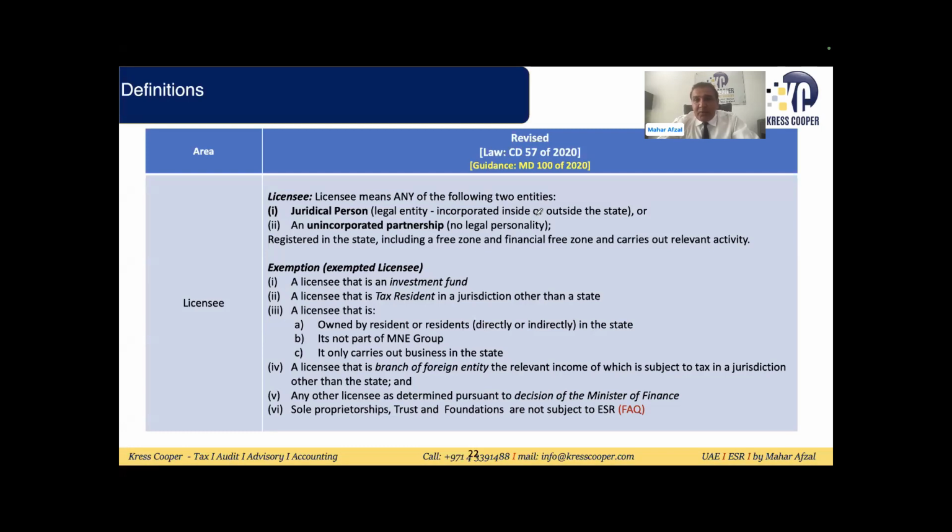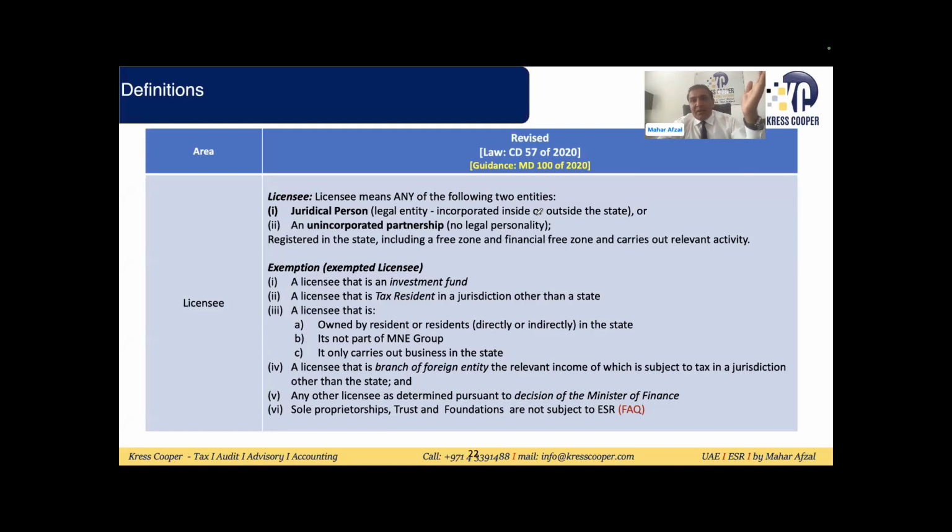The licensee that is an investment fund will not be subject to ESR. A licensee that is tax resident in a jurisdiction other than the state will not be subject to ESR. A licensee in a group which is only operating within the UAE, and ownership of the group is also in the UAE, and the company doesn't have any connection with the M&E, not part of a multinational group, will be exempt from the ESR as well. The entity whose income is being taxed outside the UAE will be out of the scope. It will not be subject to ESR.